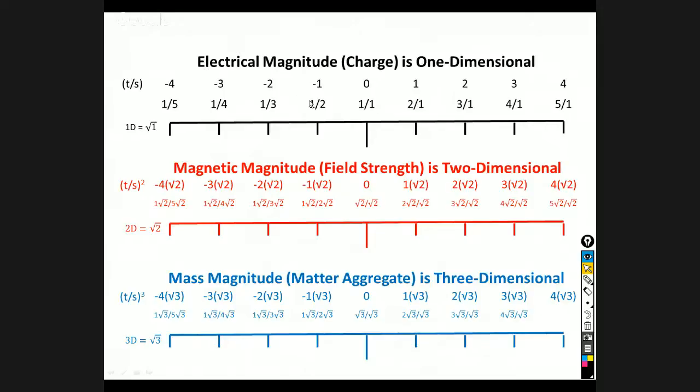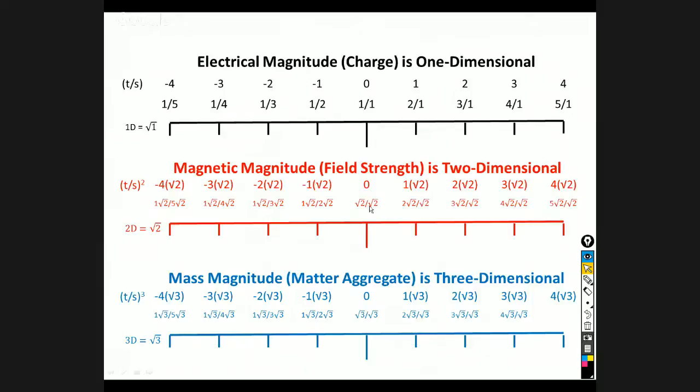So here's a way of showing it in terms of the number system. The electrical magnitude or charge is one-dimensional, so we use the normal numbers that we have, and we know that that works out for us so far in our calculations of charge. It works perfectly for the proton, for the electron, for the neutron, and for the atom. It all works perfectly in here, but it doesn't work for this.